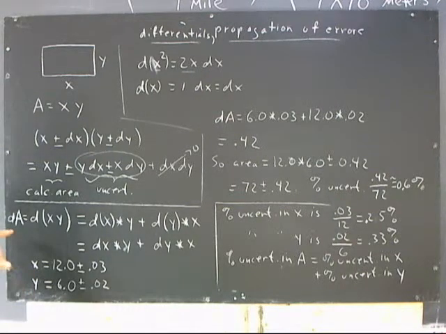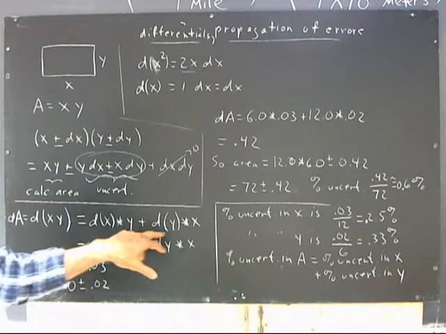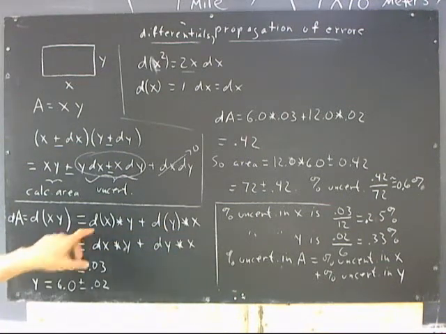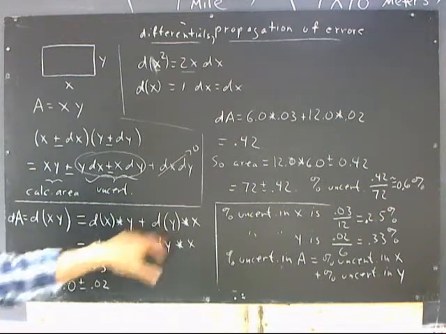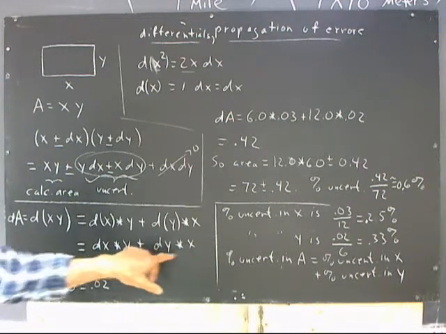In calculating the differential of xy, a differential is very closely related to a derivative. The product rule applies to differentials as well as to derivatives. So the differential of xy is the differential of x times y plus x times the differential of y. The differential of x is just dx, the differential of y is just dy. So the differential of xy is dx times y plus x times dy.